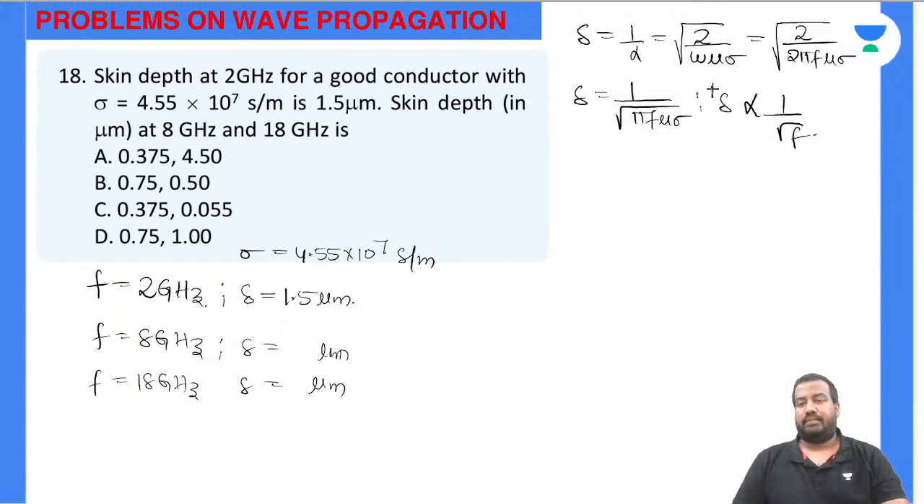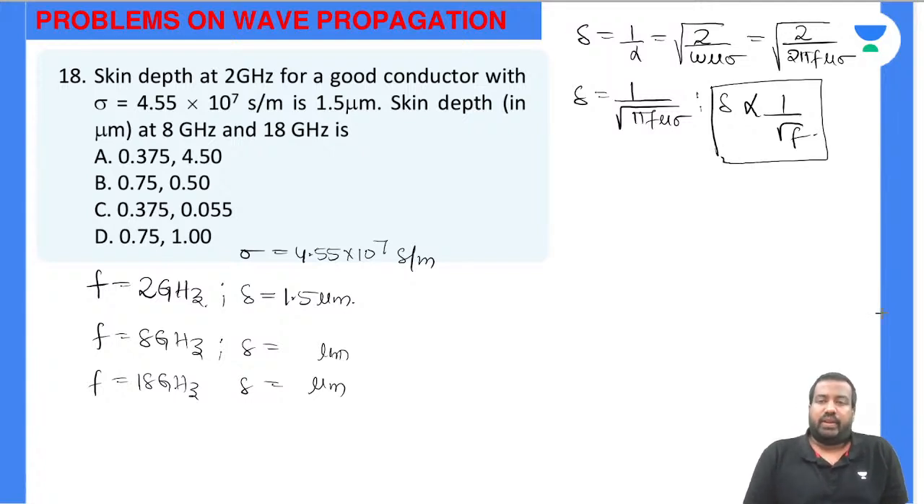This we know. That's why at higher frequencies the delta value is very less, we call it skin depth. At lower frequencies, delta is more, we call it penetration depth. Or in other words, low frequency waves will penetrate more into the conductor and travel, and high frequency waves will restrict themselves to the skin of the conductor.